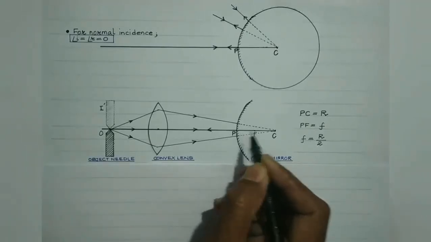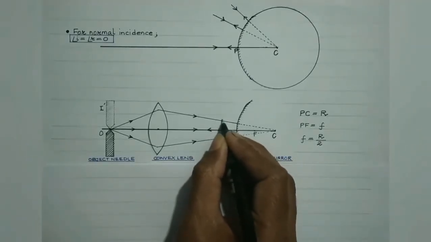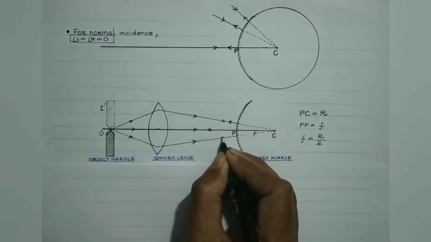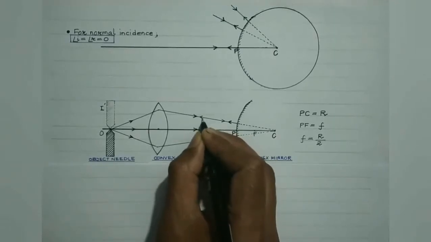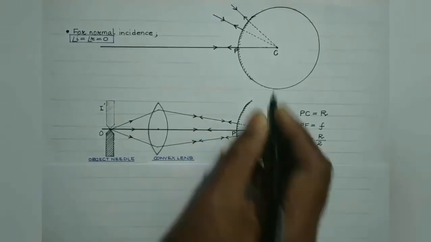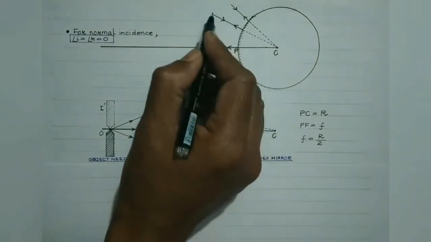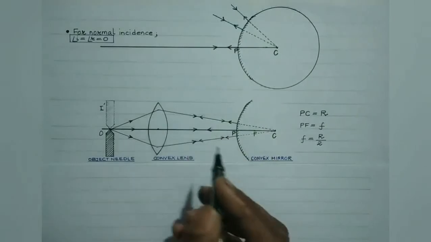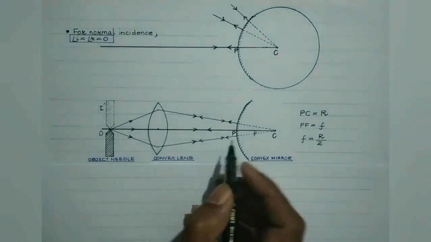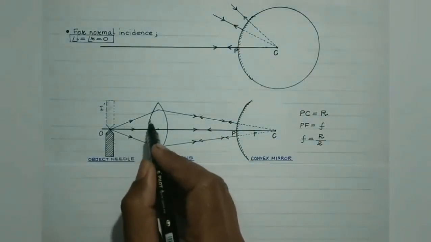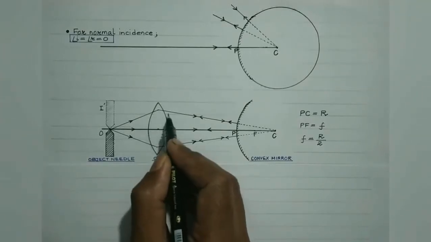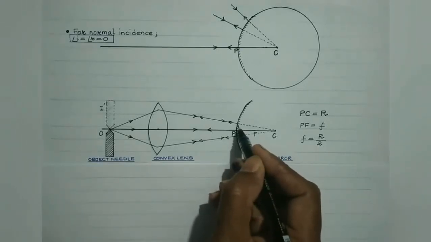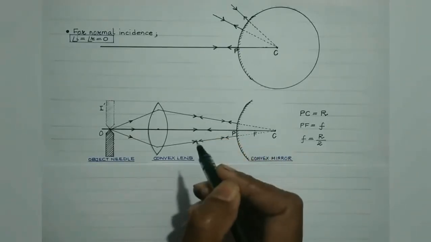So after reflection, it will retrace its path in the opposite direction, right? As I stated over here, for normal incidence, the angle of incidence is 0, so the angle of reflection will also be 0. Clear? So basically, when the rays from the object needle after refraction through the lens fall normally on the convex mirror, they retrace their paths on reflection from the convex mirror.